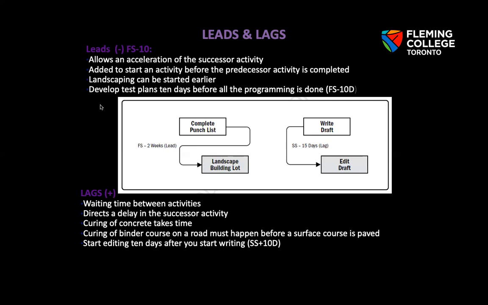Another part of dependency is external dependency, which involves a relationship between project activities and non-project activities, which is outside the project team's control, like you need an occupancy permit before you move in. These kinds of dependencies are external dependencies.